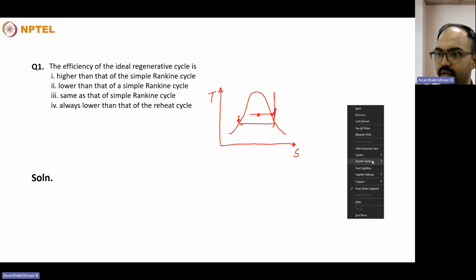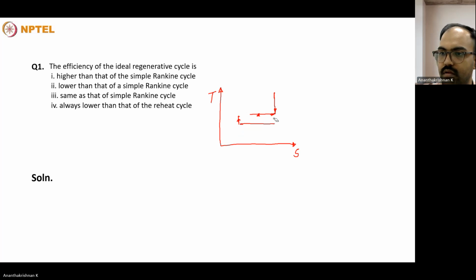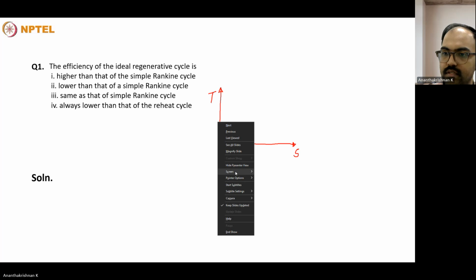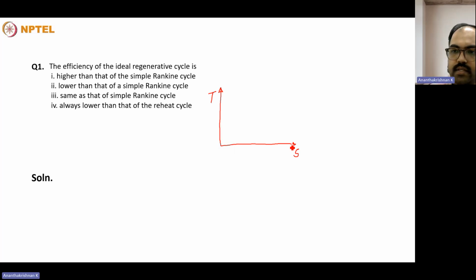I want a better manner. This doesn't make sense to draw like this. Yeah, this makes sense. So a portion of the steam will be bled after the expansion. Consider this to be process 1 and this to be process 2.